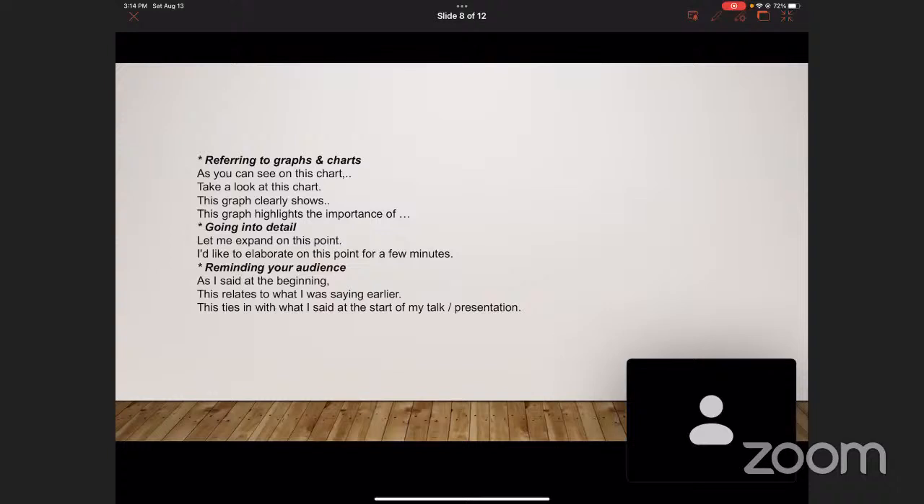As you can see on this chart, or take a look at this chart, this graph clearly shows, this graph highlights the importance of. And when going into detail, let's expand on this point. I would like to elaborate on this point for a few minutes. And during your presentation, you should remind your audience about the purpose of the presentation by saying, as I said at the beginning, this relates to what I was saying earlier. This ties in with what I said at the start of my talk or my presentation.